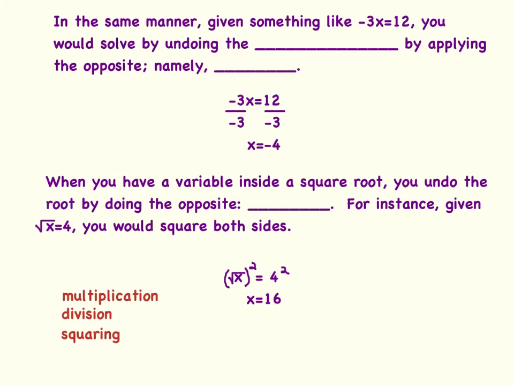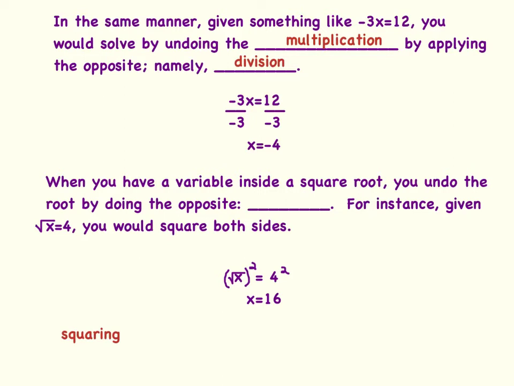In the same manner, given something like negative 3x equals 12, you would solve by undoing the multiplication, by applying the opposite, which is division. And in our example here, it is negative 3x equals 12. The negative 3 is being multiplied to the x, so we can undo that by the opposite, by dividing by negative 3. And when we divide each term by negative 3, we have x equals negative 4.